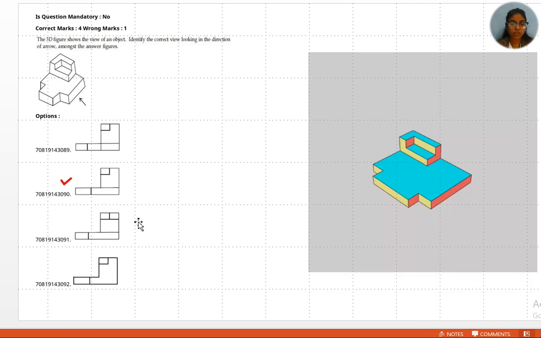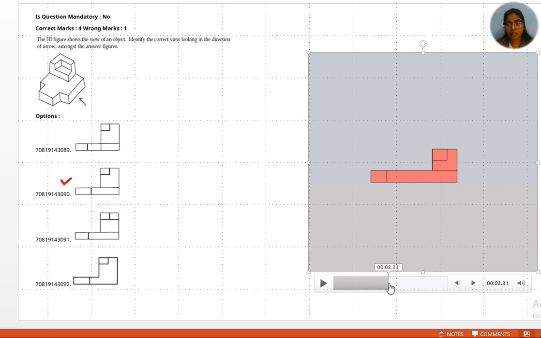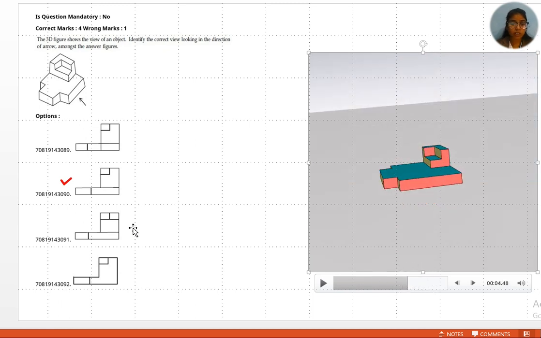Where is the difference? The difference is over here in A, B, C, and D. This one. Here we are getting a line. No, it is not possible. We will get to see this L shape very clearly, this orange part. We will not get to see any line over here. Are you going to see any line in the elevation? No. That's why option number C is wrong.